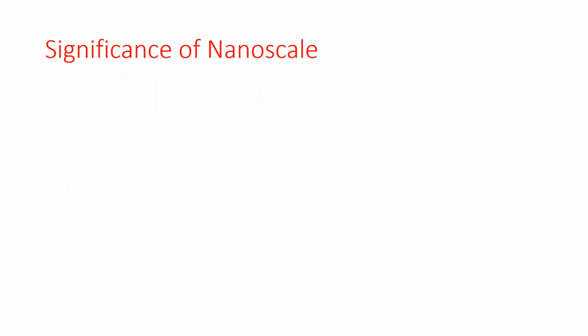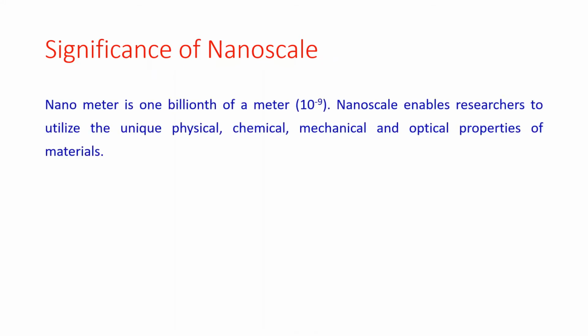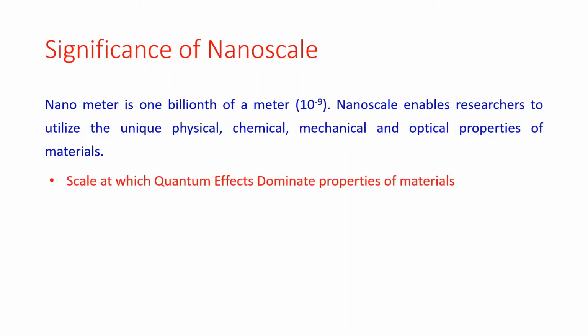Now we will discuss the significance of nanoscale. A nanometer is 1 billionth of a meter, that is 10 to the power minus 9. Nanoscale enables researchers to utilize the unique physical, chemical, mechanical and optical properties of materials. So what is the effect of this nanoscale? It is the scale at which quantum effects dominate the properties of materials.